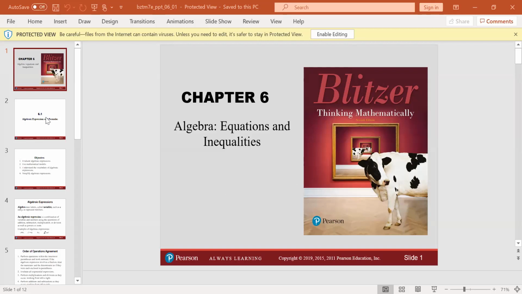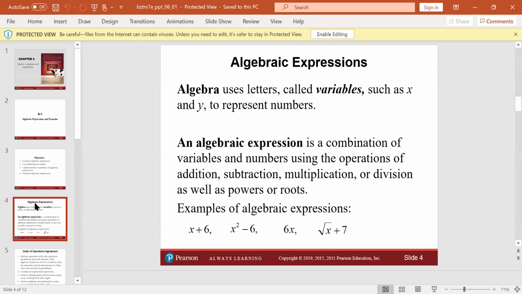So let's look at algebra more specifically. We've already touched on it a little bit, but ultimately algebra is all about using letters, which we call variables, such as x and y, and they're meant to represent numbers. You can use x, y, z. You can use A, B, C, D. You can use any letter you want. You can use Greek letters, you can use pi.